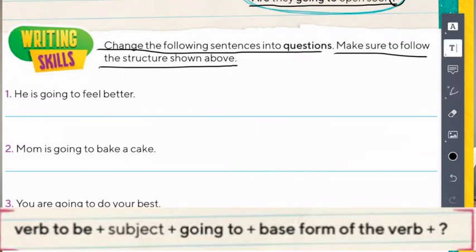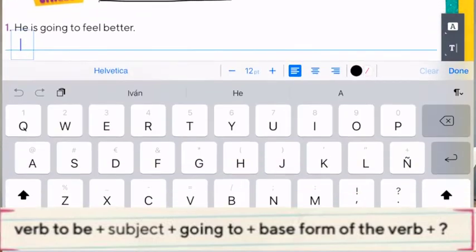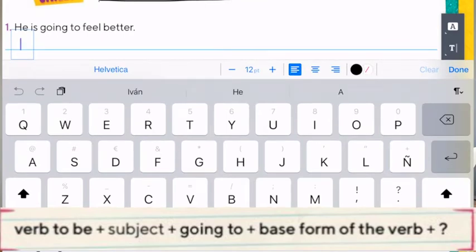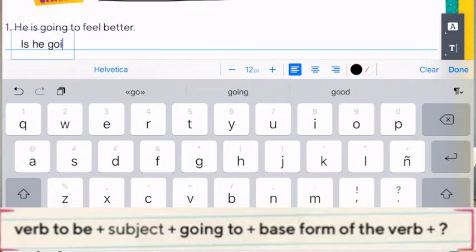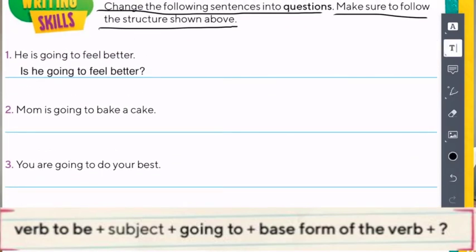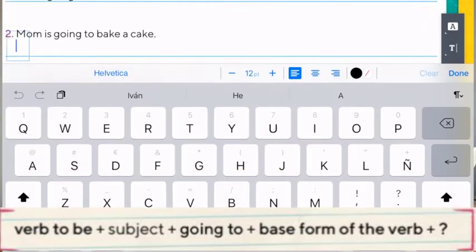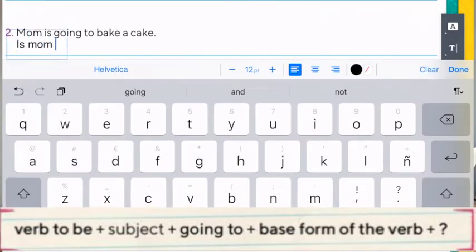We change the place of he and is, and if it was he is, now we have, is he going to feel better? But we are missing something at the end, right? What is it? A question mark. Perfect. There you go. Is he going to feel better? Number 2, Mom is going to bake a cake. Is Mom going to bake a cake? Perfect. Is Mom going to bake a cake? And a question mark.